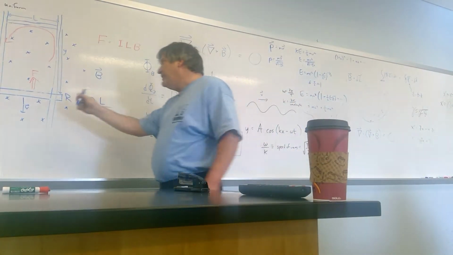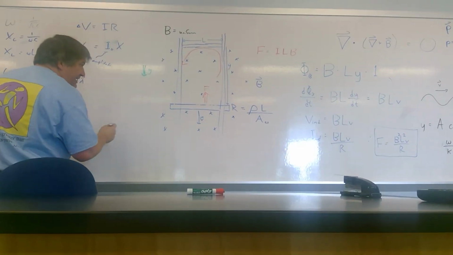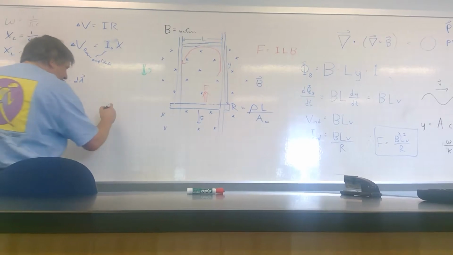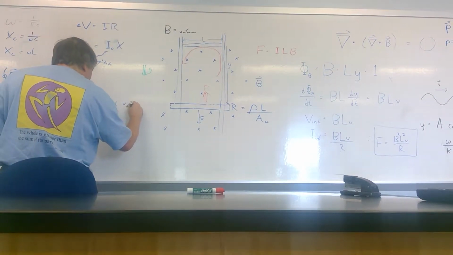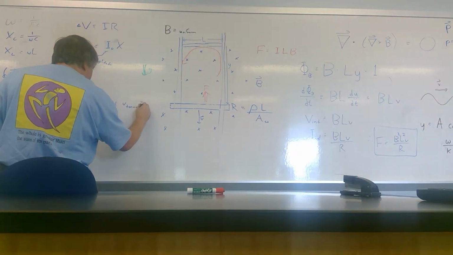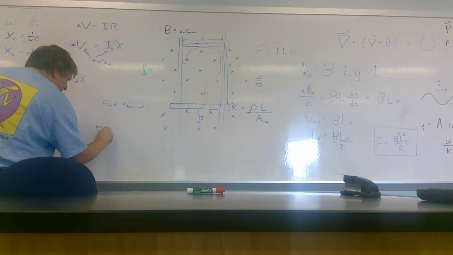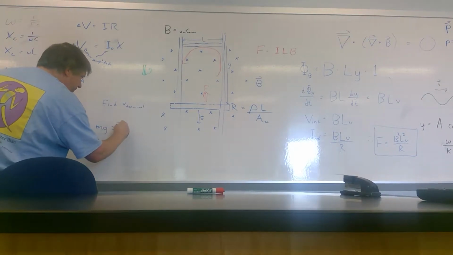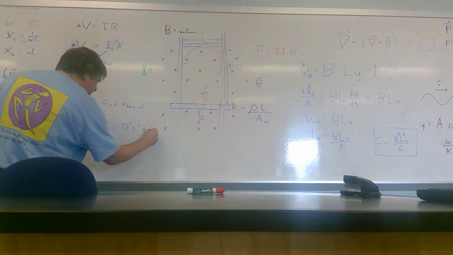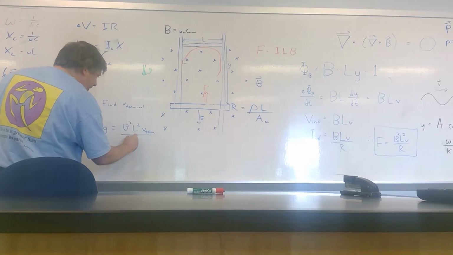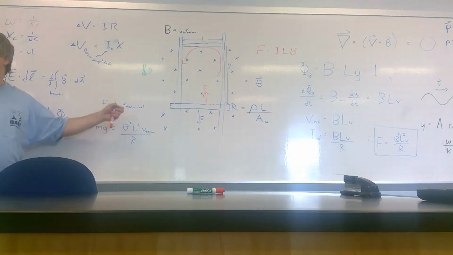All right, so then if I want to know what that terminal speed is, of course I would just take that force we just calculated and I would set it equal to mg. So to solve for V terminal, I would say mg should be equal to B squared L squared V terminal over R, and I just solved that for V terminal. So we get RMG over B squared L squared.